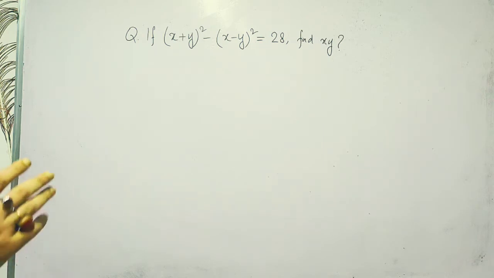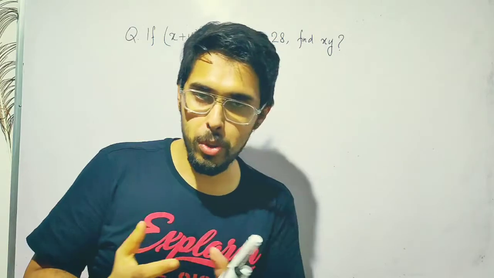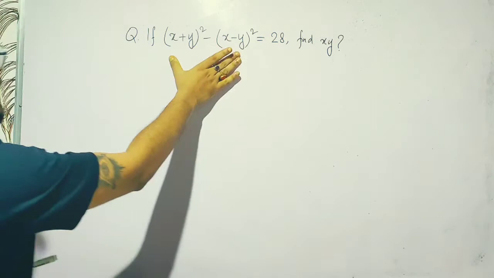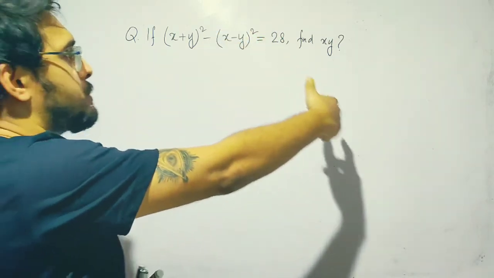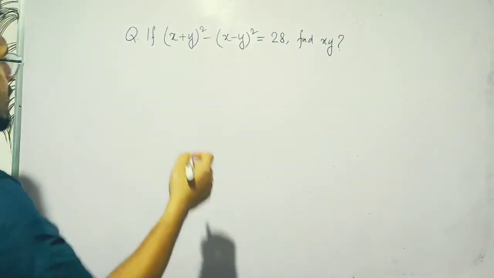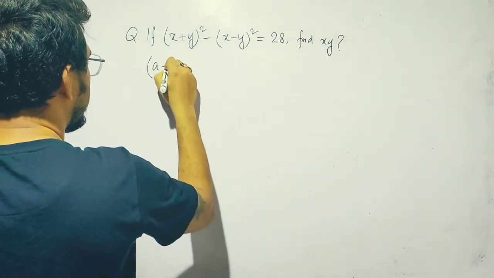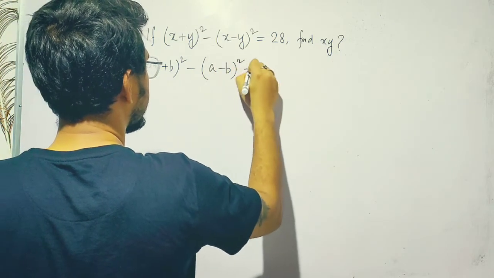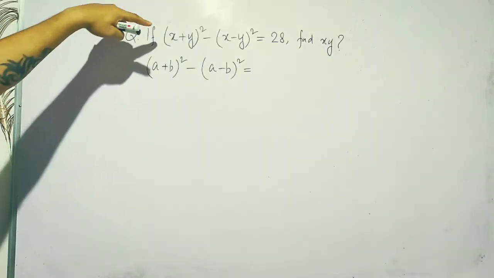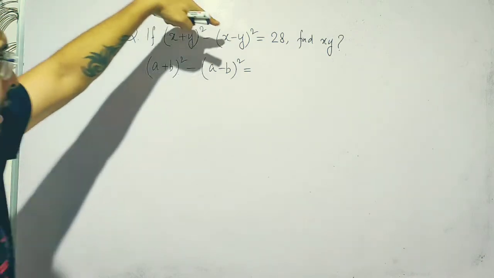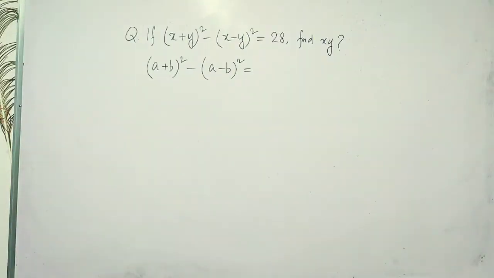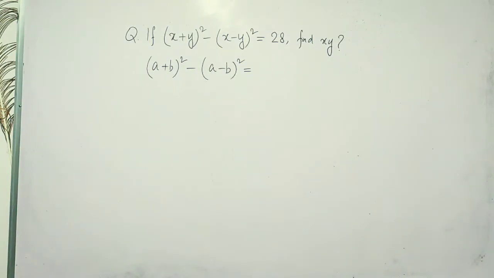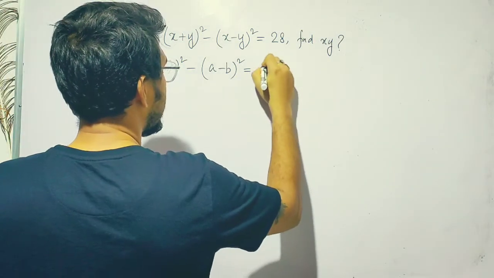Now see, if you have the formulas with you, it's very easy. Take a look at this pattern. (x + y) whole square minus (x - y) whole square. Don't you think this is exactly the same as (a + b) whole square minus (a - b) whole square? Just replace x with a and y with b, again x with a and y with b. So you get the same formula. And what is the result of this formula? Just look at the note that I have just given. The result of the formula is 4ab.